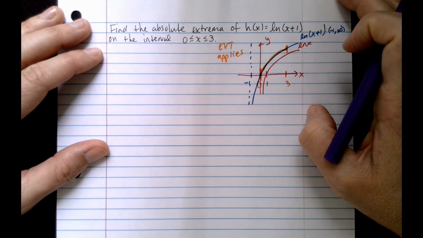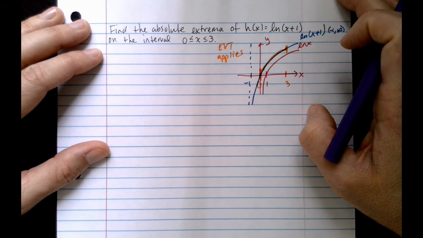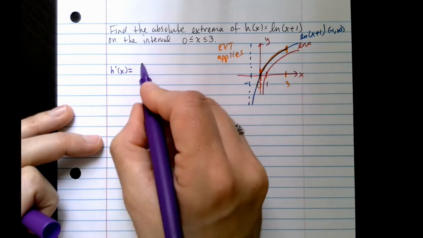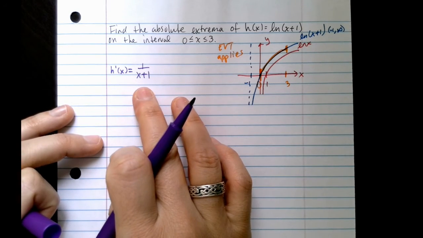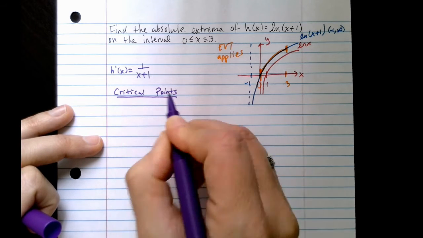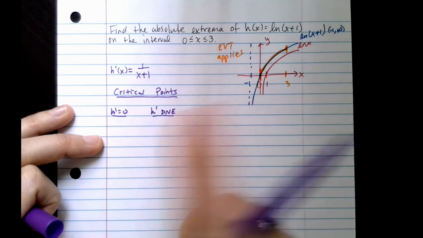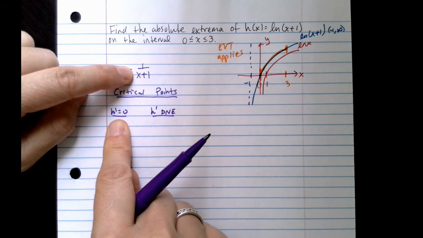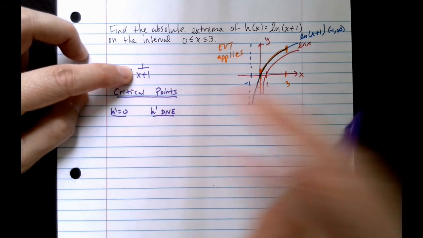Okay, now we're going to use the derivative. We're going to find it and then use that to find critical points. From here, we need to consider where our critical points are. First question, when does the derivative equal 0? Well, we can set this equal to 0 and solve.